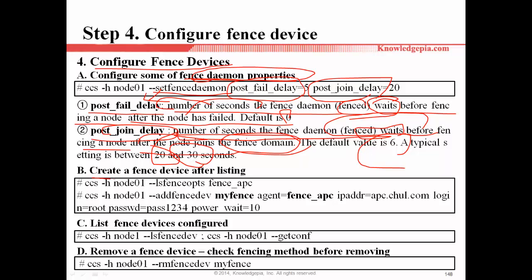And after that, B, create the fence device. Before we create a fence device, we can use this command to see the options of fence APC. Normally fence APC is what we call a fencing agent. And if you want to see the options for this kind of fencing agent, then we can use ccs fence options, fence APC.